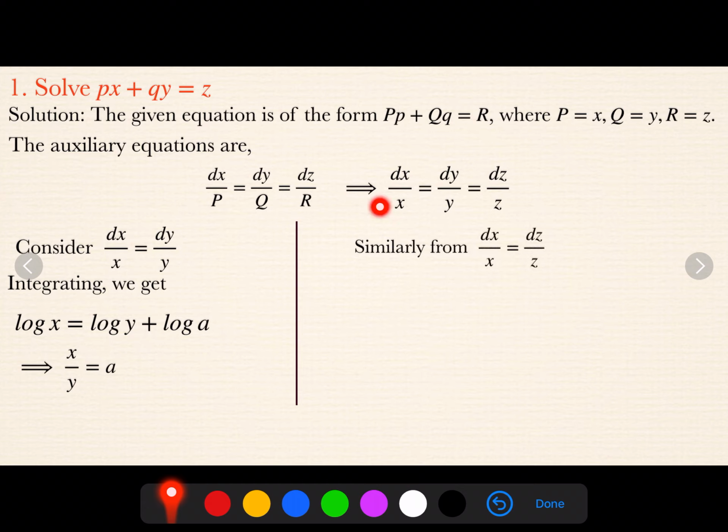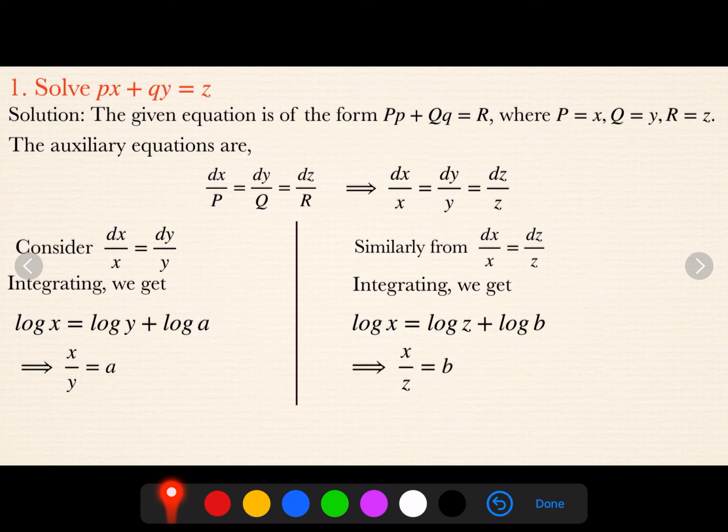So I will consider the first and last terms. You can consider the second and third one also, but you need to consider two different expressions. Observe before integrating: the coefficient of dx is 1/x, a function of x only, and the coefficient of dz is 1/z, also a function of z only. Then start the integration, we will get log x equal to log z plus a constant, log b.